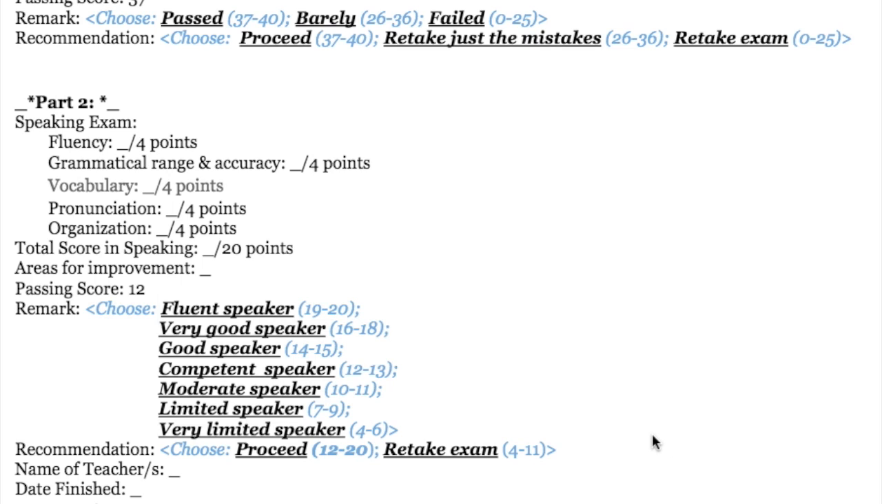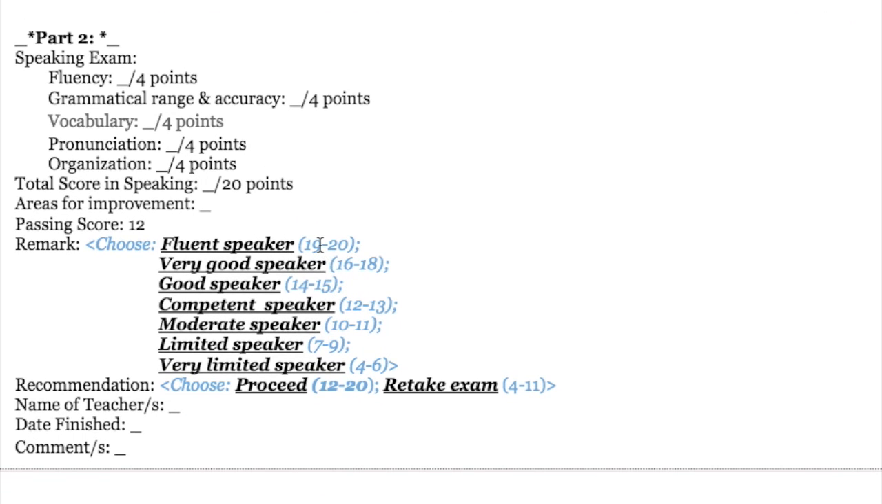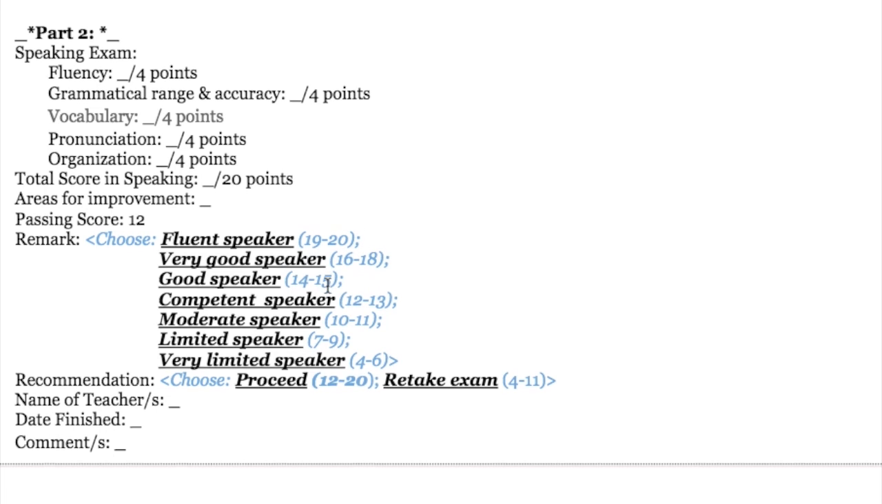And the remark, we will be identifying the remark based from the score the student will receive. So 12 is passing. So this is actually the guideline. Yes, classification is fluent speaker. 19 to 20, very good speaker. 16 to 18, and so on.